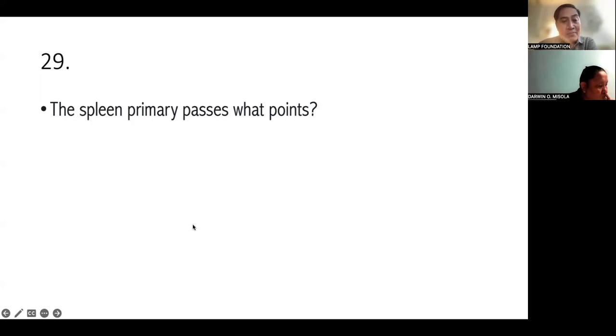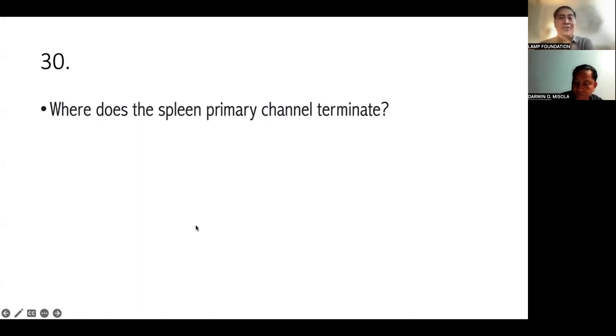Okay, what's the front-mu of liver 14? Liver. Yeah. And liver 13? Spleen. Very good. Number 30. Where does the spleen primary channel terminate? This is probably spleen 21. You just rushed it. Okay, which intercostal space? 7th intercostal space.